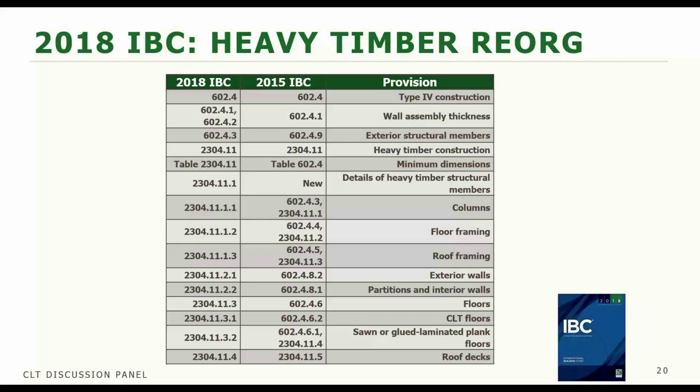In 2018, there was a pretty substantial reorganization of the heavy timber or type 4 construction. If you were familiar with the 2015 IBC, a lot of the things that were in Chapter 6 before have found their way into Chapter 23. So if you're transitioning from the 2015 to the 2018 IBC, and some of the things you may have been used to seeing in Chapter 6 seemingly have disappeared, they're still there. They've just moved to Chapter 23, which is the wood chapter.